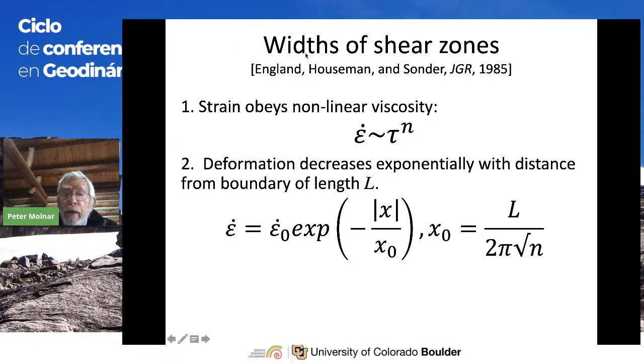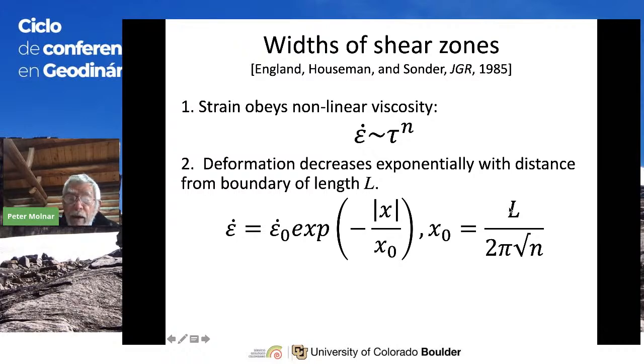So let's go back to what we had last week. Widths of shear zones where strain obeys a nonlinear viscosity of this kind, strain rate varying as shear stress to a power n, where n for mantle material would be of the order of 3, and the strain rate decays exponentially with some constant x0. This is the exponential e-folding distance, and that depends on the length of the boundary divided by 2 pi and the square root of n. Again, we're putting in n equals approximately 3 into this.